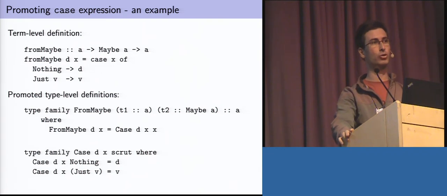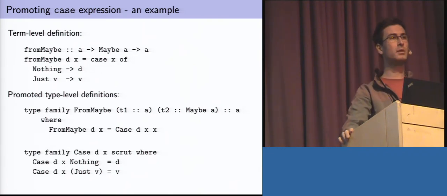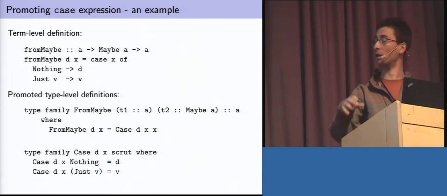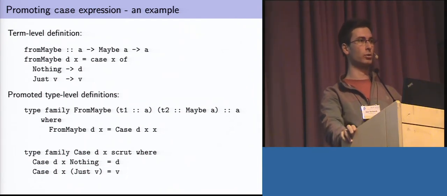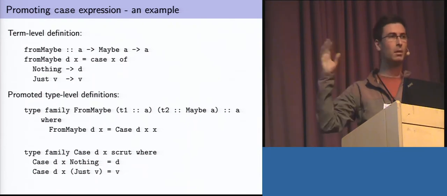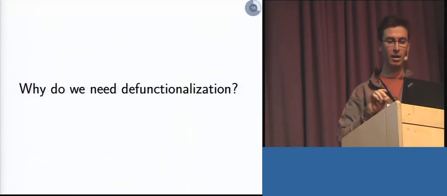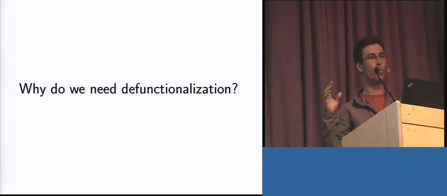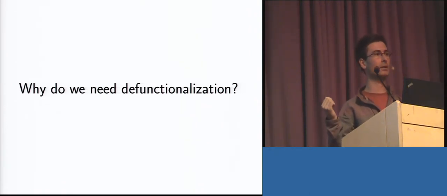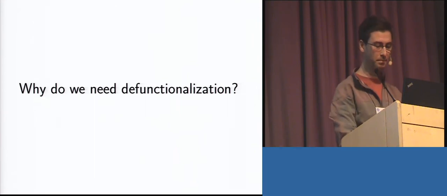Let's talk about the functionalization. As you will see, the encoding introduced by functionalization will be a bit tedious to use. So before going into any details, I want to justify why we even need the functionalization. That is, why can't we just have partially applied type families in GHC?